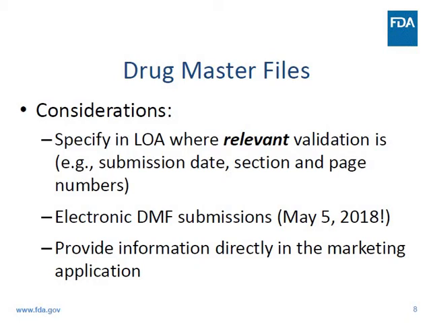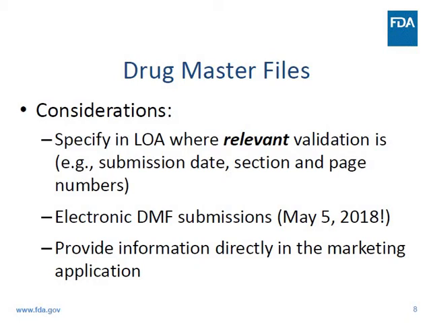So I think what I would say is that one way to address this and make our assessment more efficient is to provide a letter of authorization, or LOA, that specifically states where the relevant validation information is for us to assess. So you would tell us in the LOA the submission date we should look at, and things like the section and the page numbers within that submission. That greatly helps us focus our assessment.